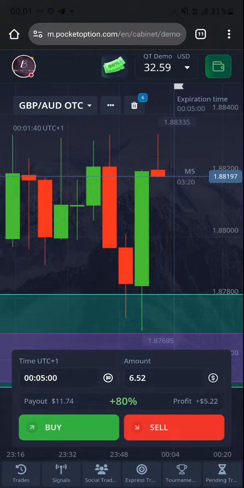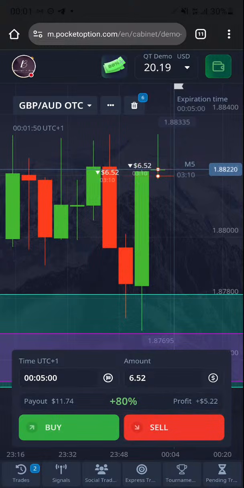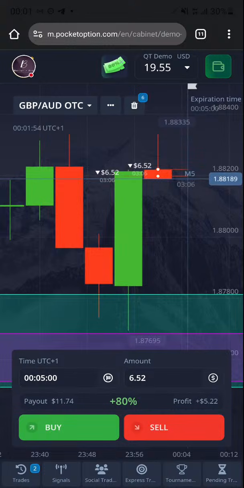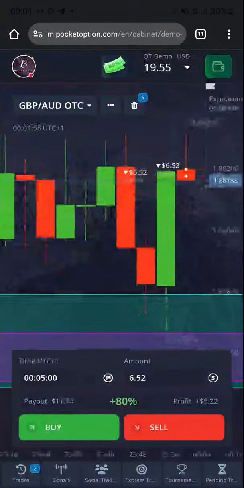I could have taken this trade. We have a gap up in favor of the sellers. You know what? Let me take this trade. Now, this is not the best trade. I'll take one more here. This first entry is not a good entry. It's not the best entry.